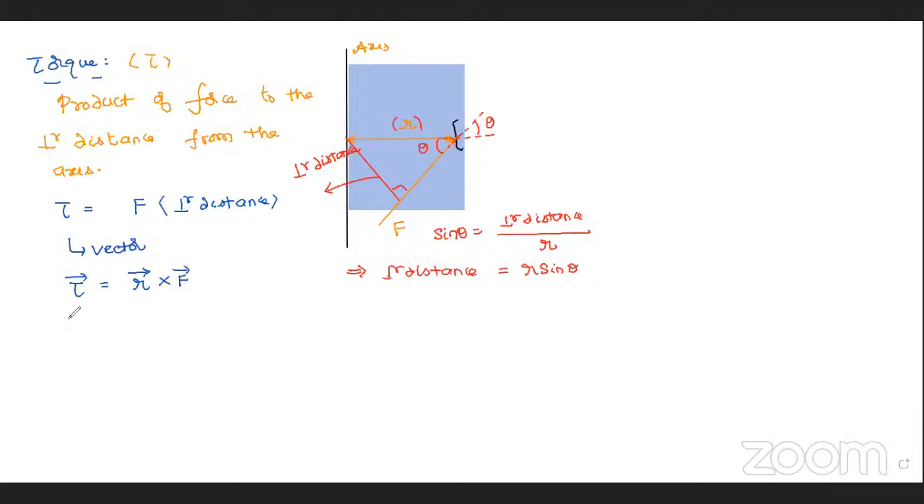Then Deepali, we are writing the mod of the magnitude of torque is equals to R cross F. That is, magnitude is F into perpendicular distance, R sine theta. Okay, this is the torque.